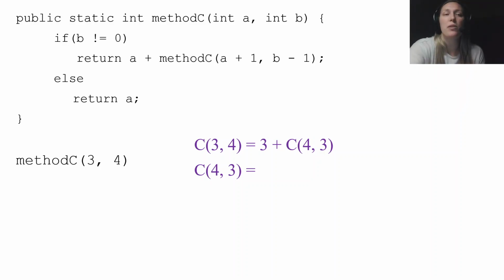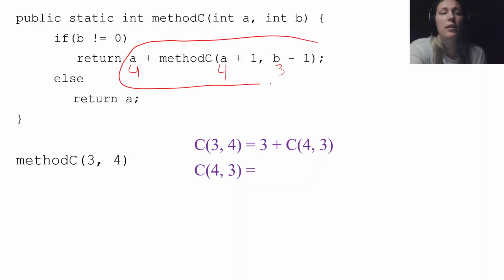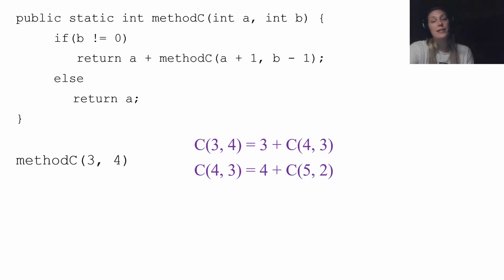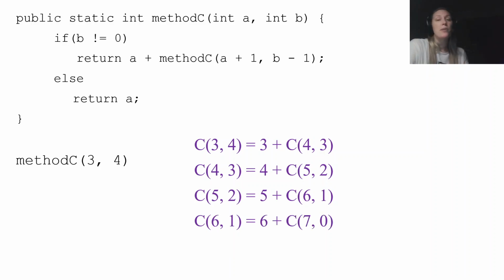B is not equal to 0, so A is 4, and B is 3. So then from there, that's going to return 4 plus C of 5, 2. A gets 1 added to it, B gets 2 subtracted from it. Figure it out again. I take 5 plus C of 6, 1. B is still not 0, so I get 6 plus C of 7, 0. Now I've reached my base case. Because B is equal to 0, I return the value of A.